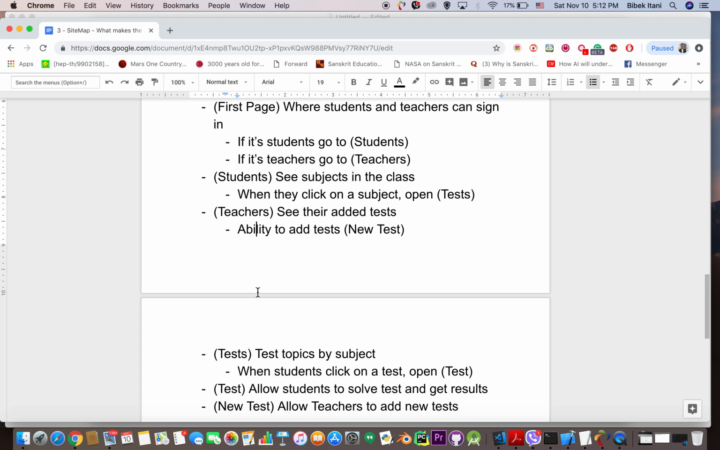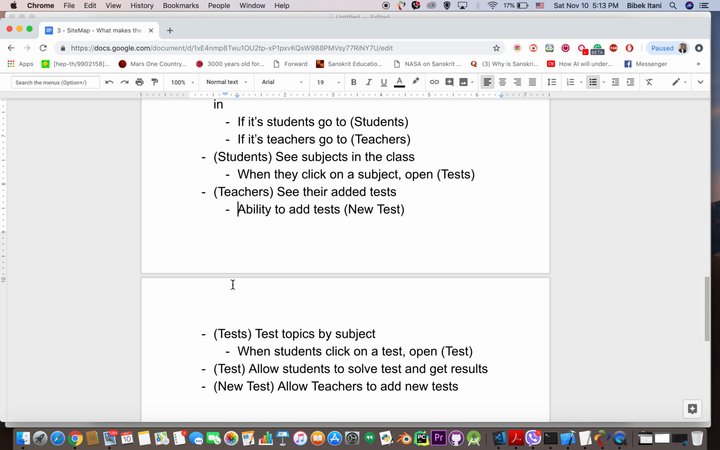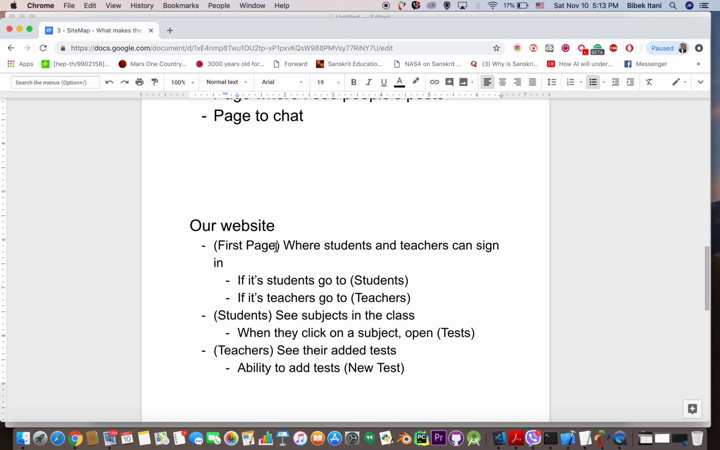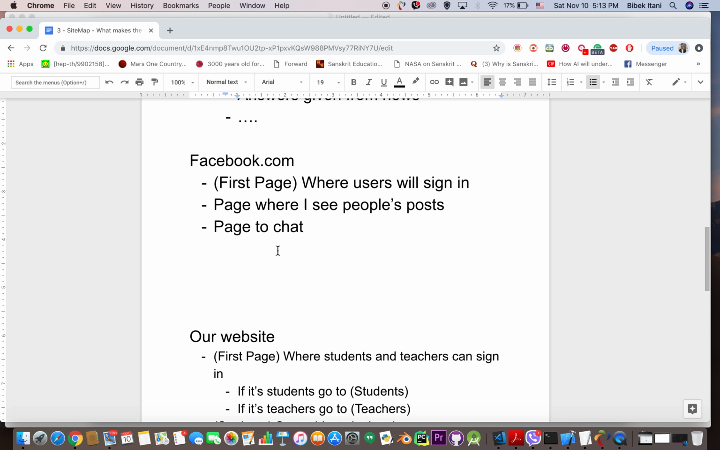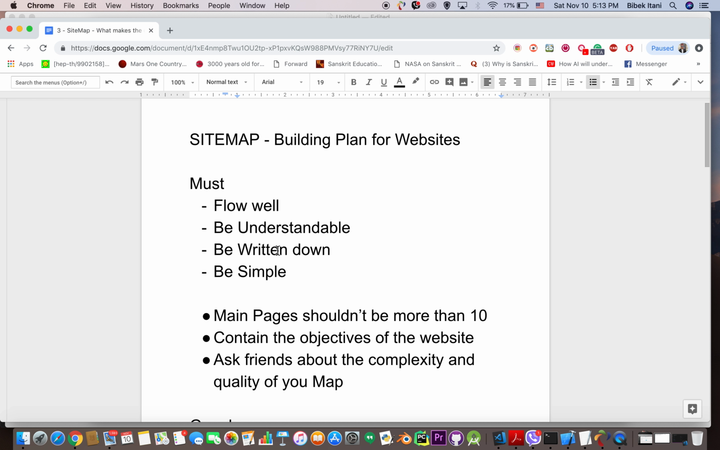So that is what sitemaps are. I hope all of you understand what a sitemap is. You can see what you're going to do and how you're going to go about it. So the first page is just the page that your users will see when they visit your website for the first time. And you should follow these guidelines when you're writing a sitemap.